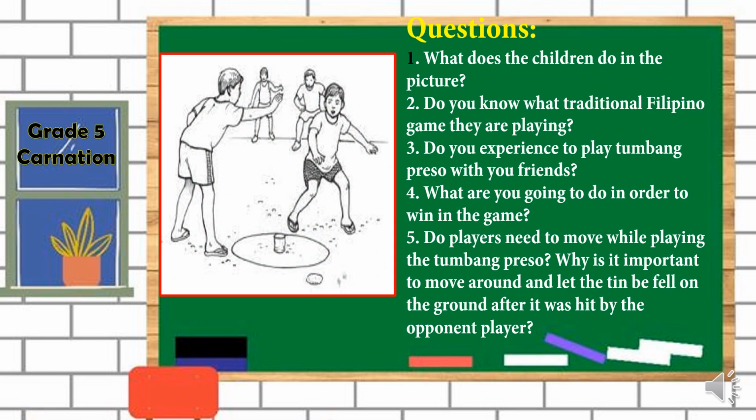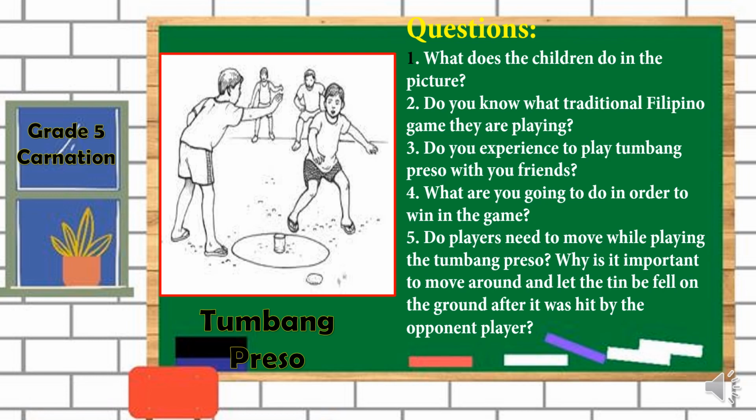Look at the picture and let us answer the questions. For number one, what do the children do in the picture? Okay, very good. The children are playing. Number two, do you know what traditional Filipino game they are playing? Yes, you're right. That is tumbang preso. Number three, have you experienced playing tumbang preso with your friends?